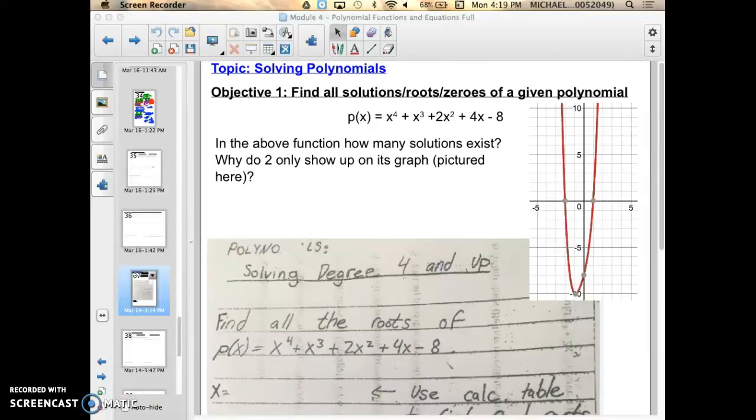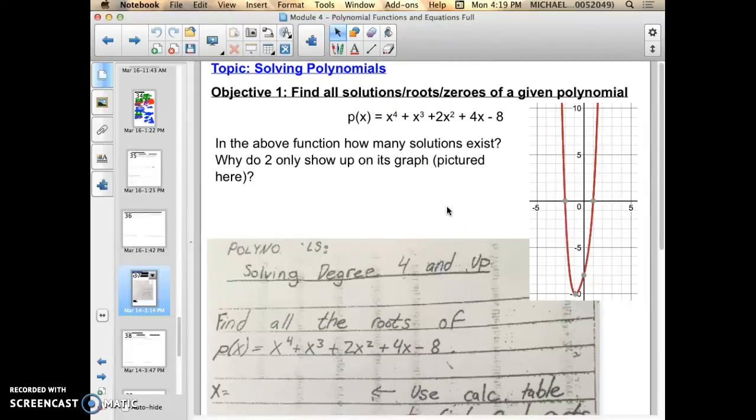So to begin this process, and I've listed this question here, I'm going to call upon my knowledge of the fundamental theorem of algebra, and my first step always is how many solutions exist, and that's why I asked that there in the above function, how many solutions exist. So p of x, I look for the highest power. It's x to the fourth right here. And so x to the fourth tells me that I'm looking for 4 solutions.